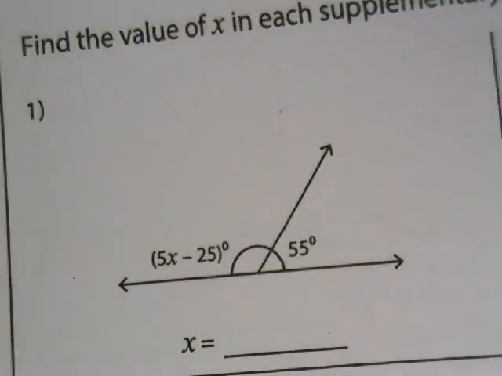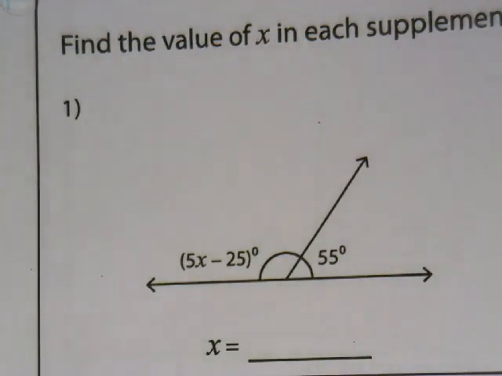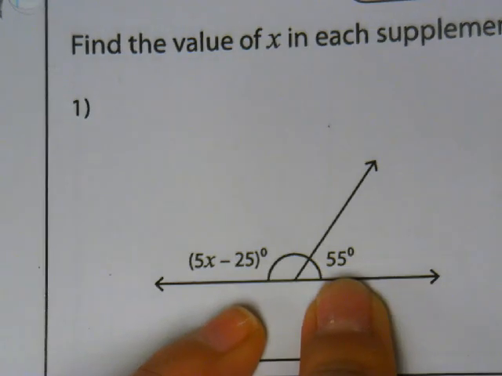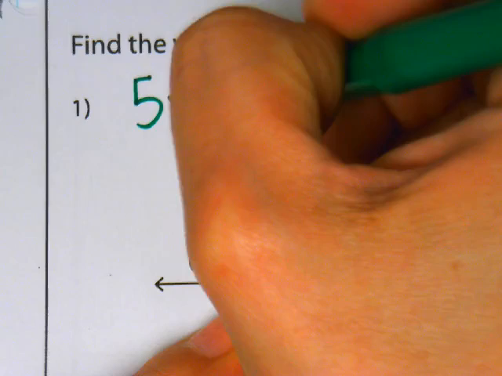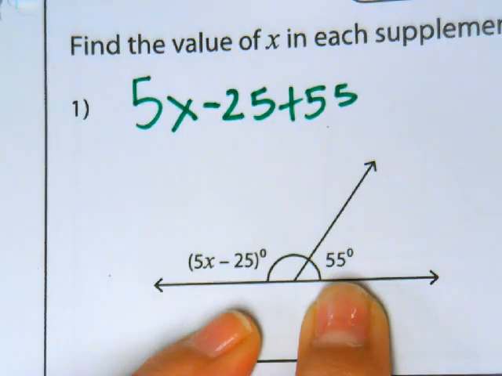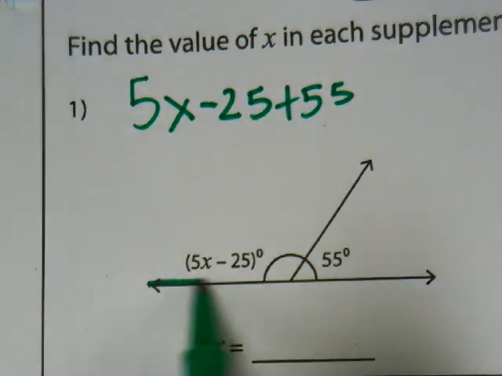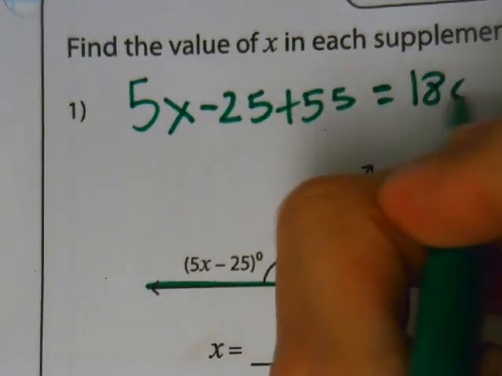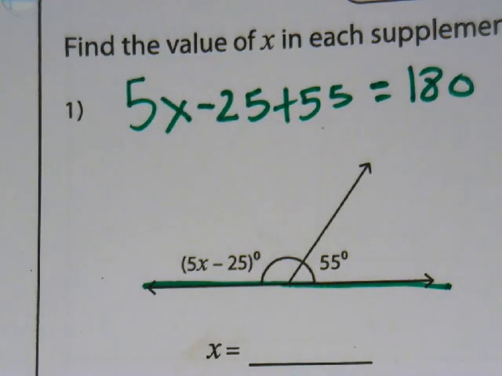All right, so Jacob, let's do it. Number 1. Still recording? Yep. So whatever information they give you, you're going to recopy it. So I recopied it. And because it's a straight line, it equals 180. This will be on your quiz on Friday.